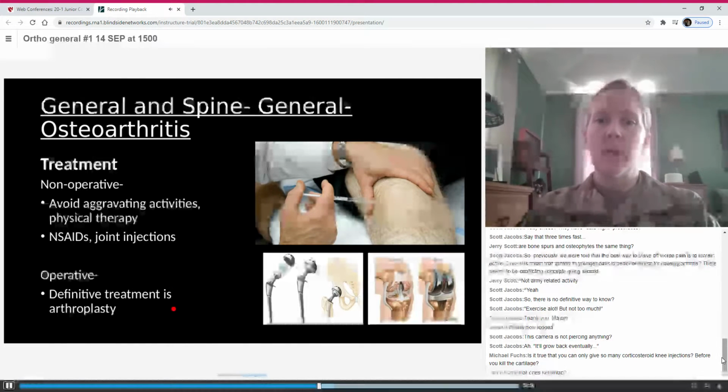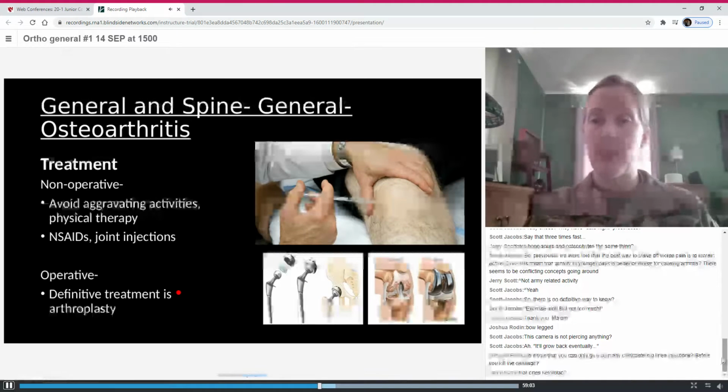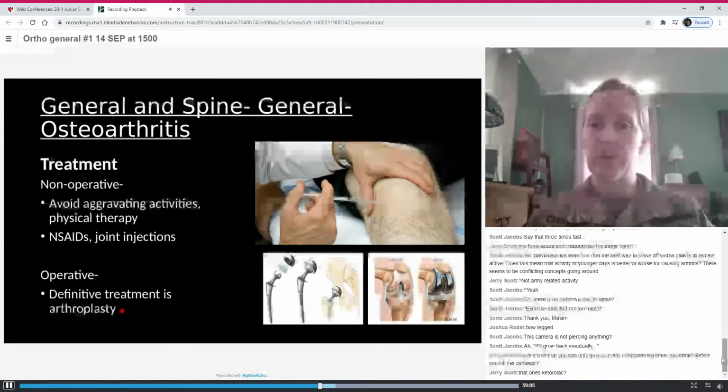The ultimate thing is, the only thing that we can do that will definitively solve this problem, because it is a progression, is to do a joint replacement or arthroplasty. We take out the parts of the bone that are degrading and we replace them with metal components and plastic spacers.